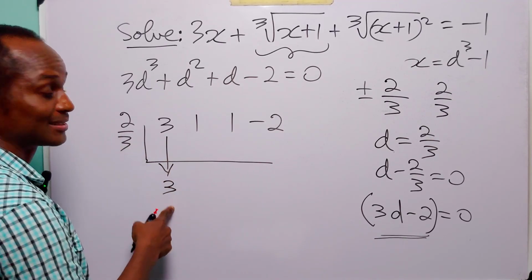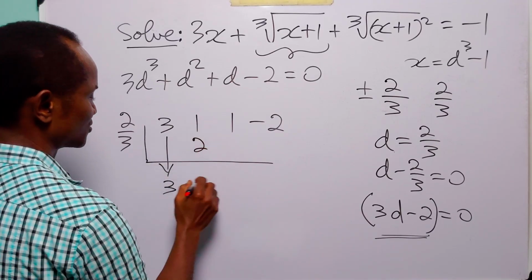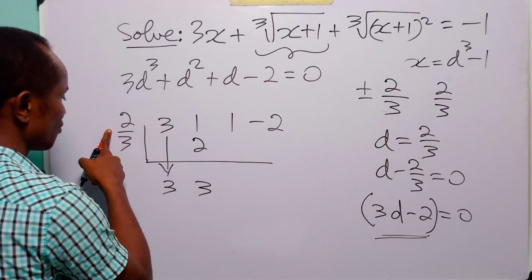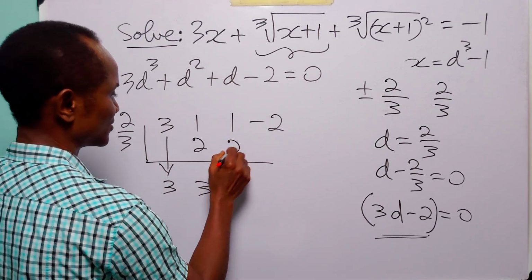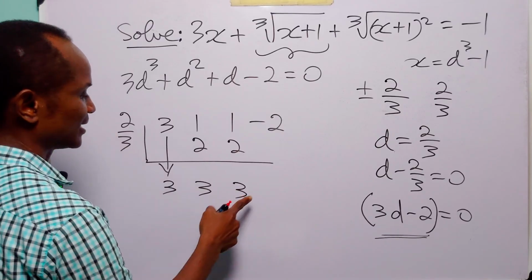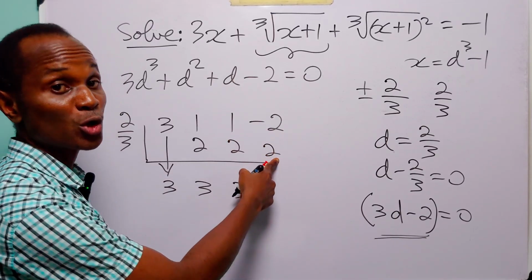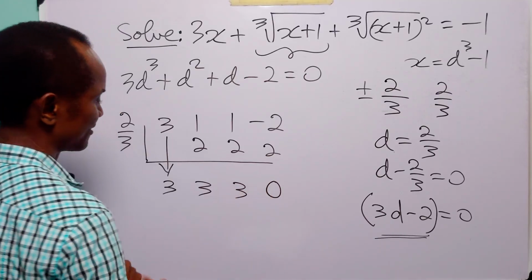2 over 3 times 3 is going to give us 2. 1 plus 2 is 3. 2 over 3 times 3 is going to give us 2. 1 plus 2 is 3. 2 over 3 times 3 is going to give us 2. Minus 2 plus 2 is 0.